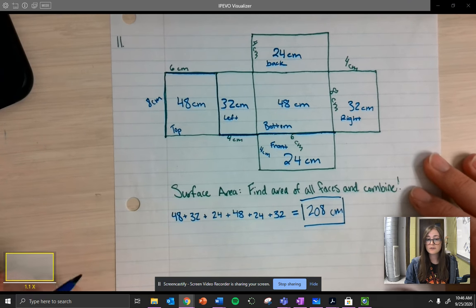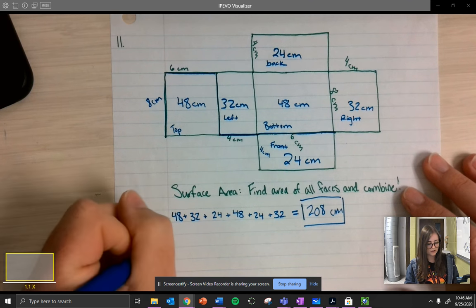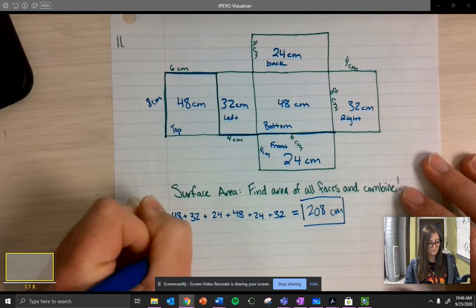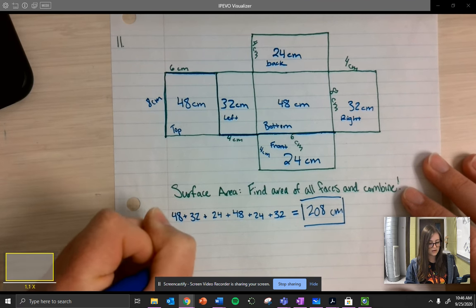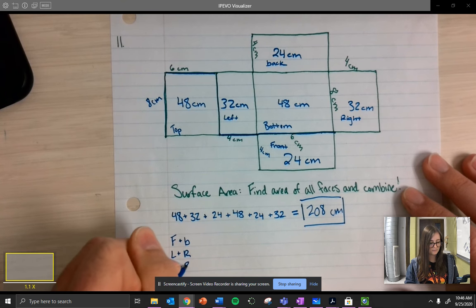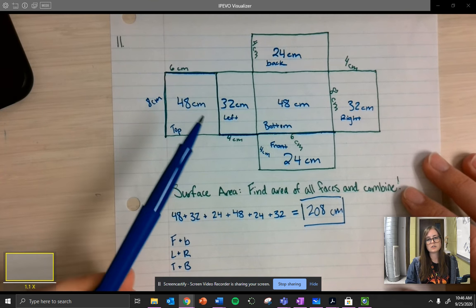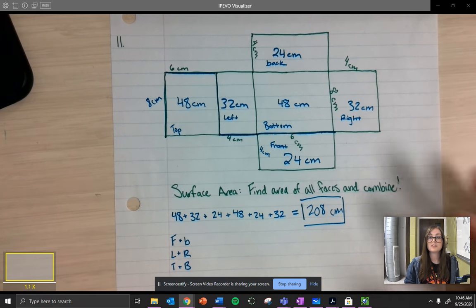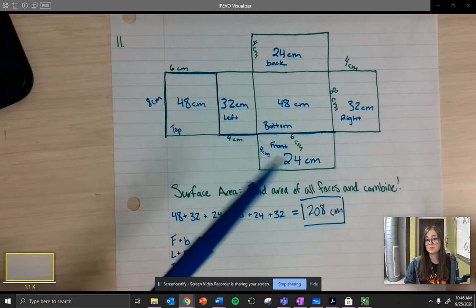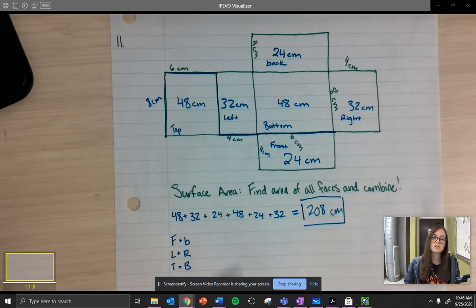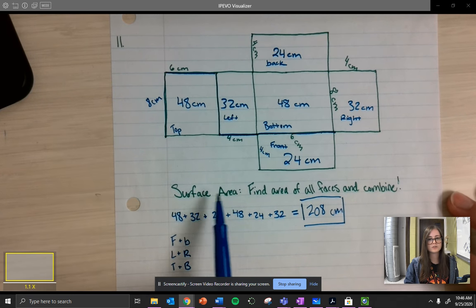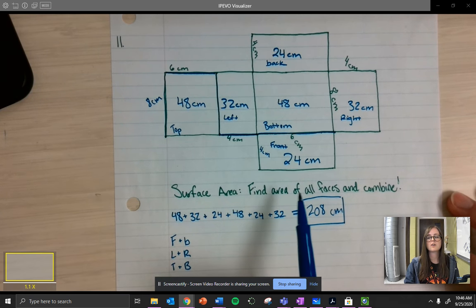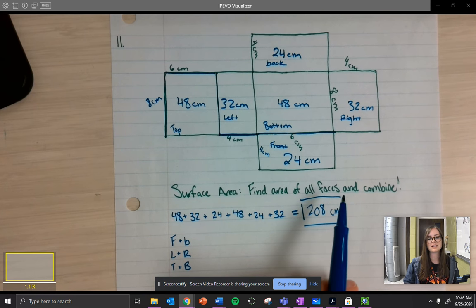Now you could have found this the same way just by writing out front plus back, left plus right, top plus bottom, whatever works for you, but I wanted to show it by solving with this net because I think some people might want to use this way to solve it. So do whatever works best for you, but just keep in mind that surface area, we are finding the area of all the faces and combining them to get our total.